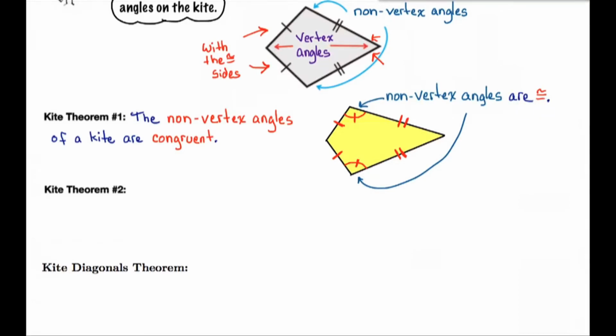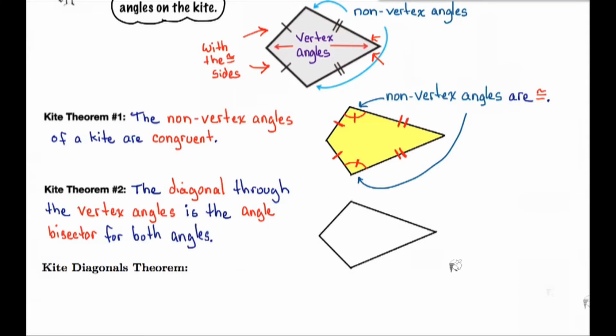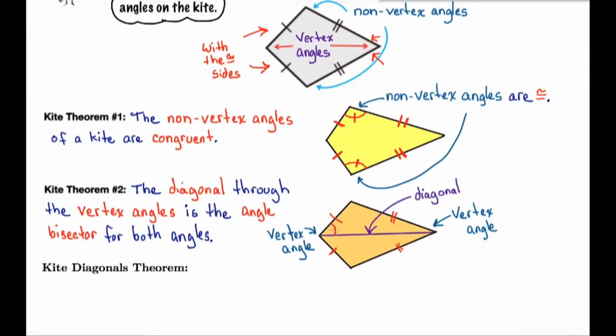Kite theorem number 2. The diagonal through the vertex angles is the angle bisector for both angles. So let's make another kite. So here are my vertex angles. If I draw a diagonal through them, it will bisect the angles. Just show the congruent symbols here.